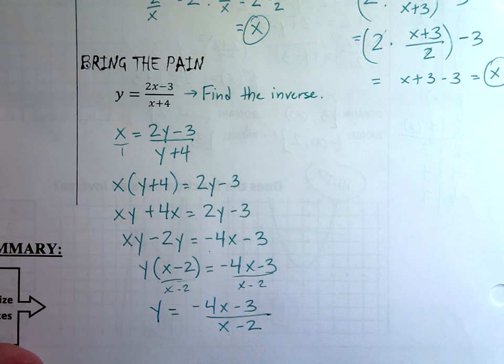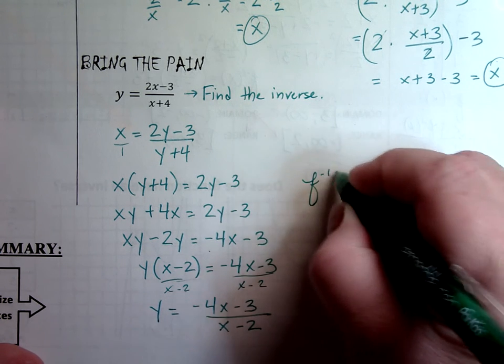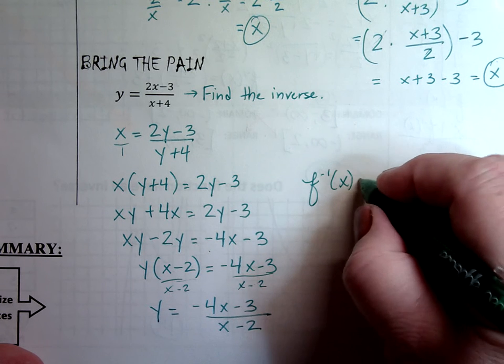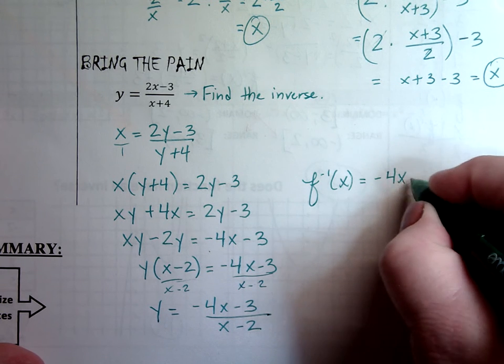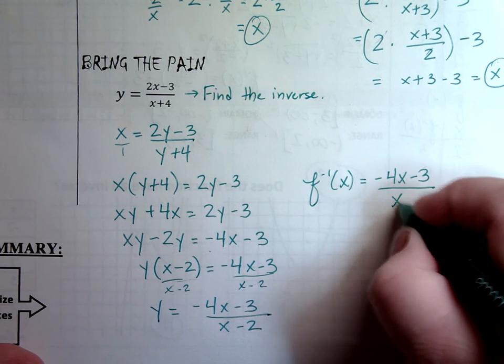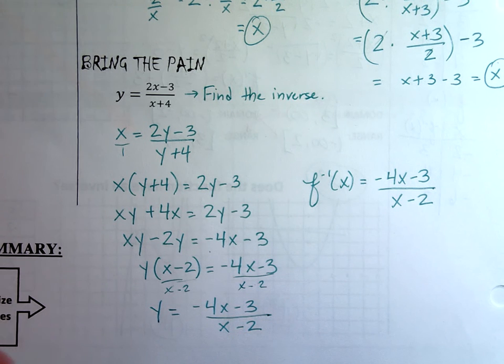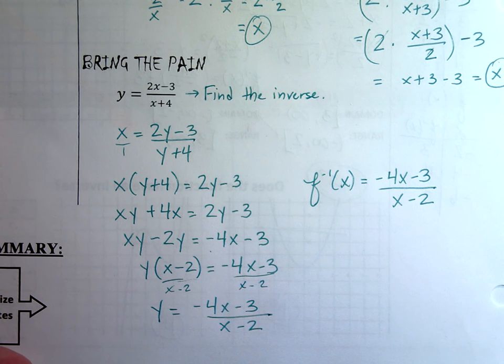Well, that, my friends, is your inverse. F to the negative 1 of x equals negative 4x minus 3 over x minus 2, and you just found the inverse. That's it. They didn't ask you to prove it or do anything else, thank God, because that'd be really ugly.